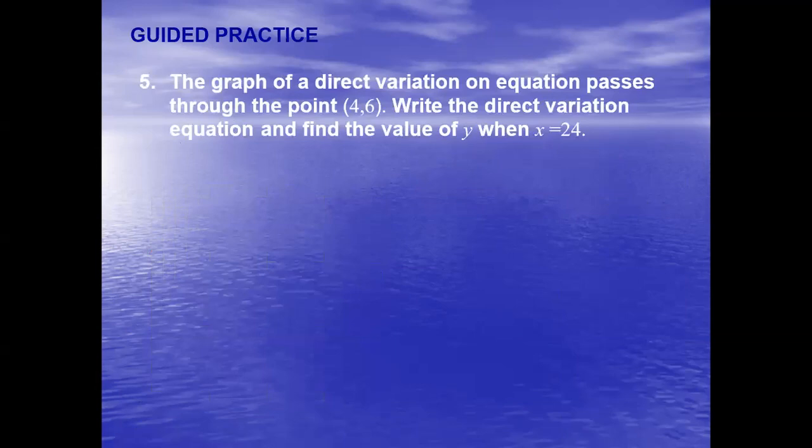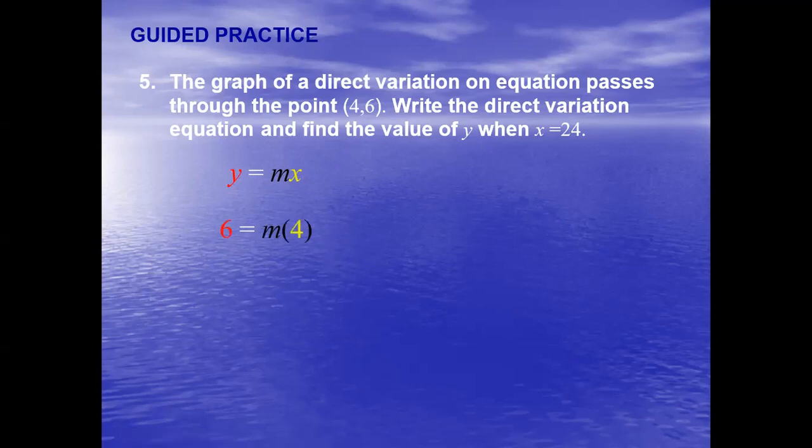Guided practice. The graph of a direct variation equation passes through the point 4, 6. Write a direct variation equation and find the value of y when x is 24. The given point 4, 6 represents x and y. So x here is 4 and y is 6. If we write the formula y equals mx, then y can be substituted by 6 and x can be substituted by 4 to find the value of m.